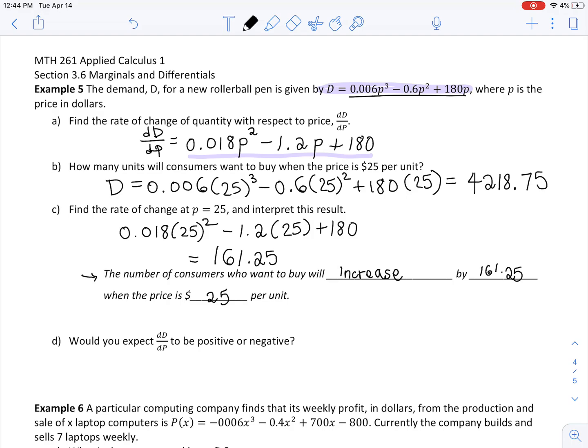Now, the last question is just asking you, would you expect this dp to be positive or negative? Now, recall that the quantity consumers demand is inversely proportional to the price. So we expect this to be negative, okay? What does that mean? If it's too expensive, nobody's gonna buy it. Alrighty, that's example 5.